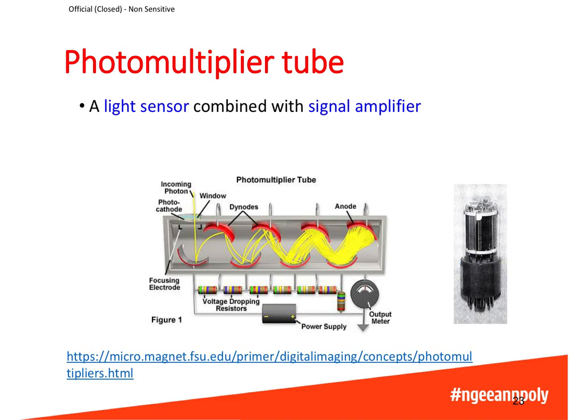This diagram shows what a photomultiplier tube is like. It is a light sensor combined with a signal amplifier. When a photon comes in and hits the electrode, an electron is released. And you can also see that the signal is being amplified. There's more and more electrons being released until it reaches the anode. The ability to amplify the signal makes this a very sensitive detector.